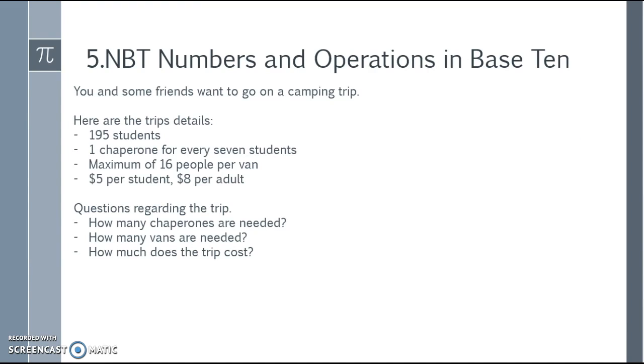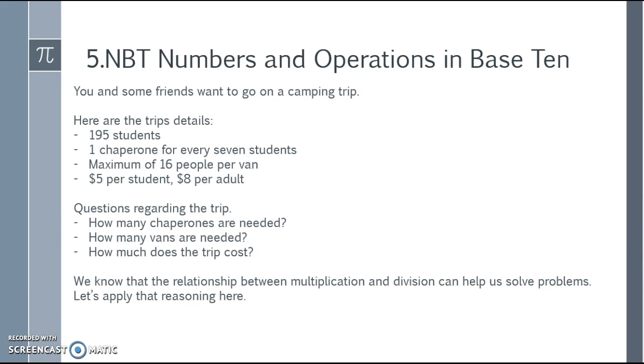You and some friends want to go on a camping trip. Here are the details: 195 students, 1 chaperone for every 7 students, a maximum of 16 people per van, $5 per student, and $8 per adult. We need to know how many chaperones are needed, how many vans are needed, and how much the trip costs. So we're going to break it down little by little.